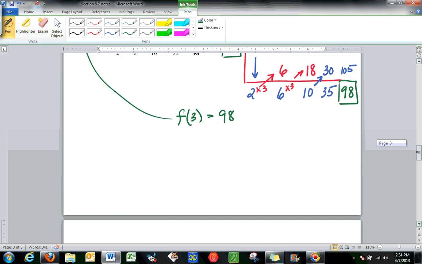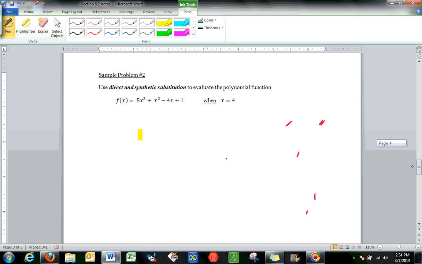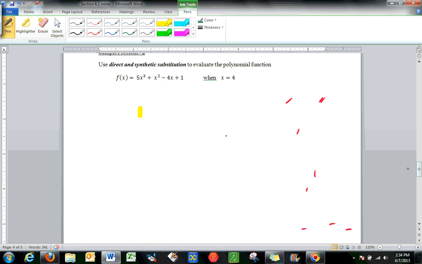So let's take a look at the next problem. Sample problem number 2. Go ahead at this point and pause the video and ask you to evaluate this polynomial function using both direct substitution and synthetic substitution. So go ahead and do that at this point now.